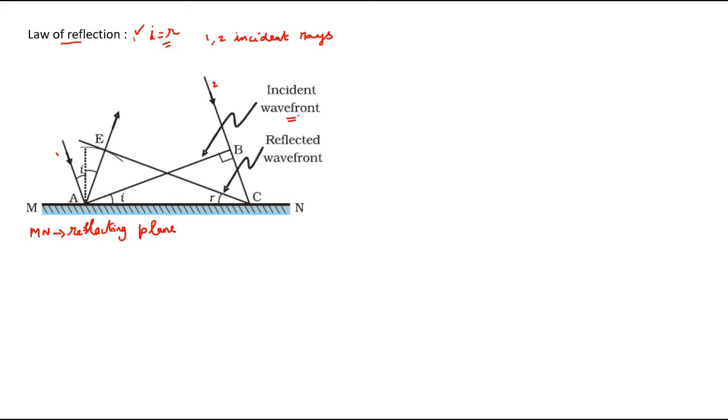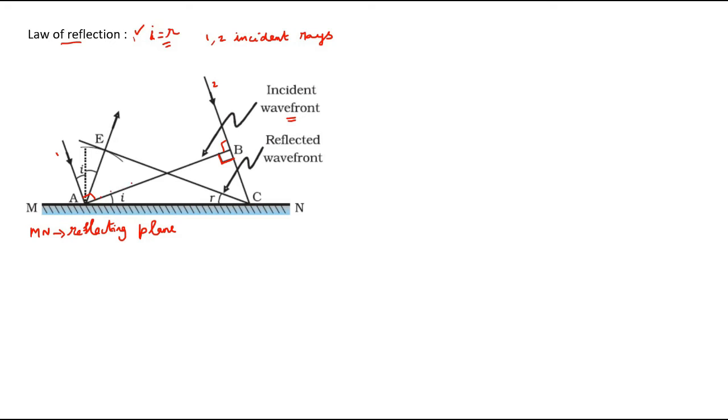We know that ray should be perpendicular to wavefront. You see, this is 90 here. This symbol will indicate 90 degree. This also will be obviously 90. So ray and wavefront make an angle of 90 degree with respect to each other. Similarly, this angle is also 90. That angle is also 90. So there is no doubt that 1 and 2 are incident rays, and the rays are perpendicular to the incident wavefront AB.